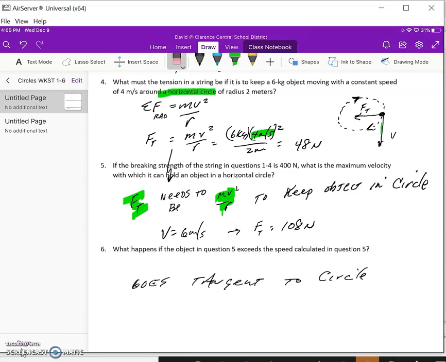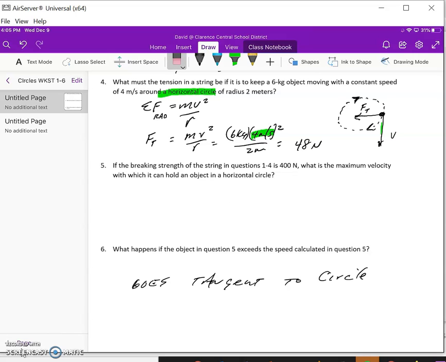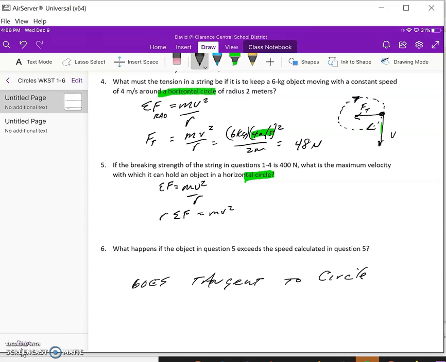Well, question 5 asks, how big of a speed can we get if the tension can go all the way up to 400 newtons? Well, again, sum of the forces equals mv squared over r. Again, how come? Because I've got this word circle. Well, we're trying to find that maximum speed. So we solve this thing for v, sum of the forces times r equals mv squared. So r times the sum of the forces divided by m, square rooted, is equal to v.